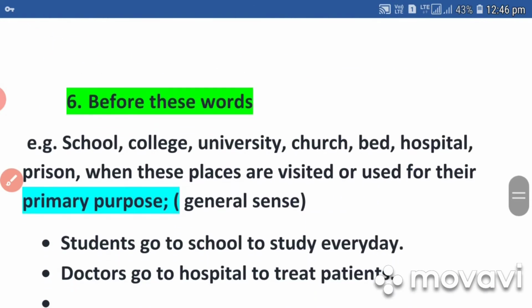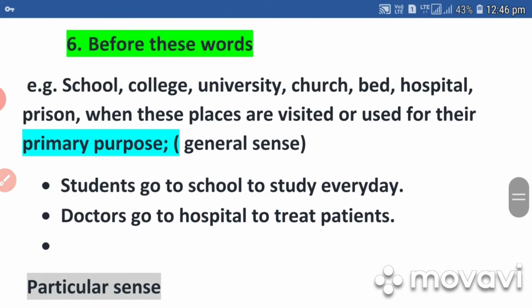Next, the sixth rule actually. Before these words, see, school, college, university, church, bed, hospital, prison.